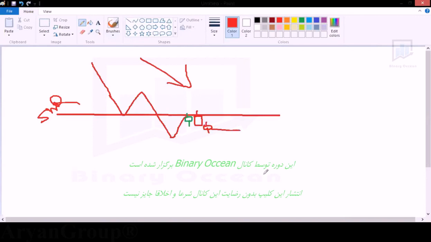We can exit from the next strong reversal point. If there is any strong reversal point, we can exit from the market with some profit.